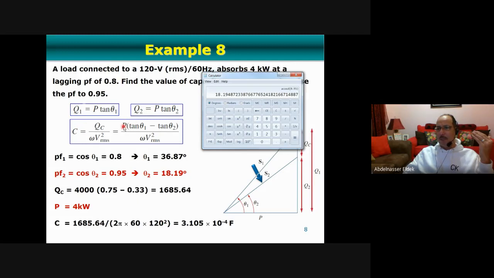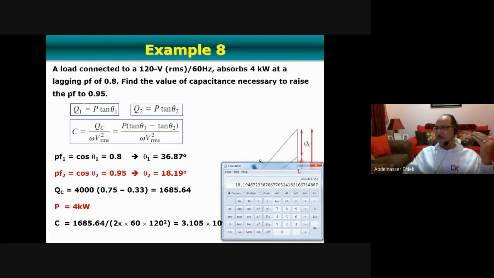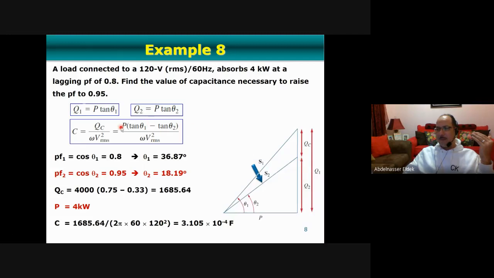C equals P, which is 4,000, times tan theta 1 minus tan theta 2, where we know theta 1 and theta 2, over omega V squared. Omega is 2 pi f, f is 60 hertz, so 2 pi times 60. The V root mean square value is 120, so 120 squared.